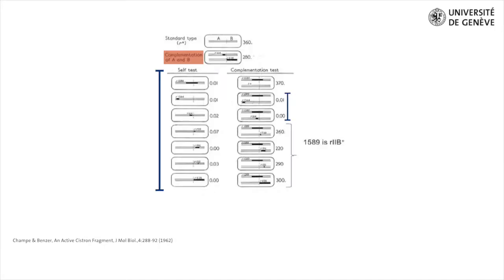You may say that 220 is different from 260 or 300, or 360 or 280. No, in terms of yield of particle per infected cell, between 100 and 300 is a normal yield. In his case, the yields were reasonably high. They were above 200.